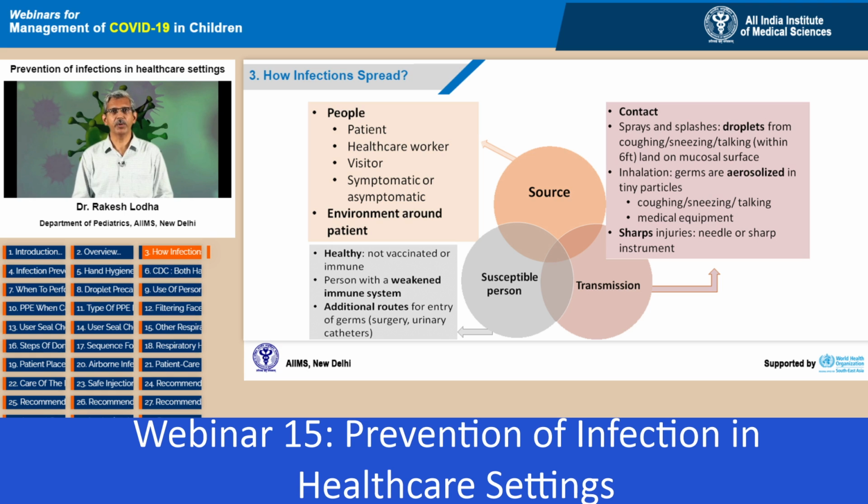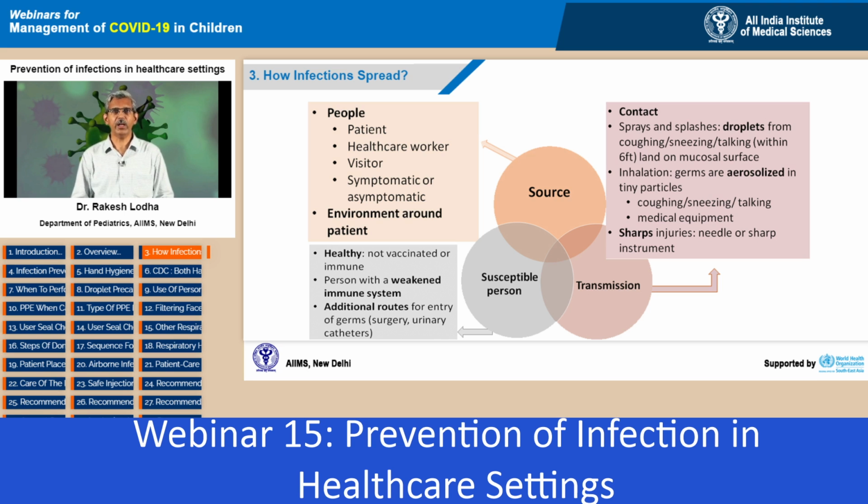Then we need a susceptible person. For an infection to occur, germs must enter a susceptible person's body, invade the tissues, multiply, cause damage leading to disease. And susceptible person can be healthy who is not vaccinated or not immune because of any prior exposure in the past. The person with a weakened immune system, such as a patient with HIV or someone on immunosuppressants. And for certain infections, additional routes of entry of germs can also increase susceptibility for an infection like surgery, that is surgical site infections, urinary tract infections with urinary catheters.